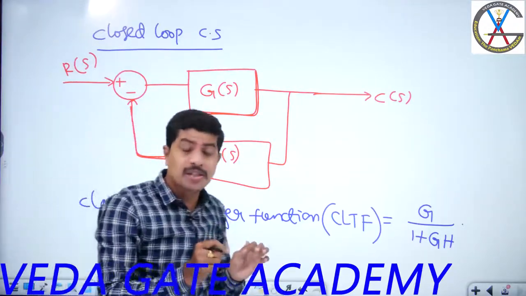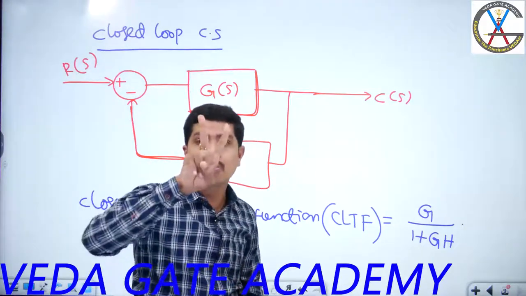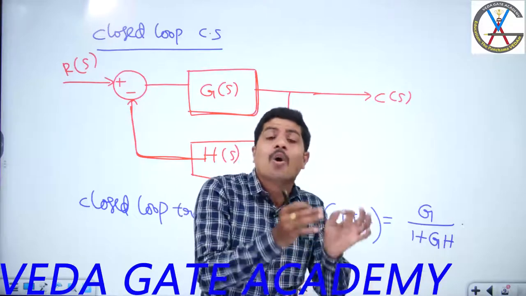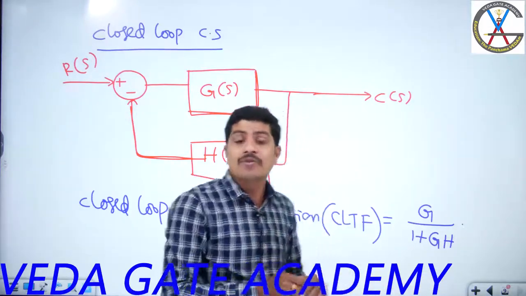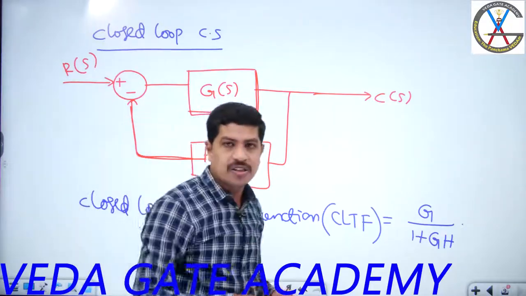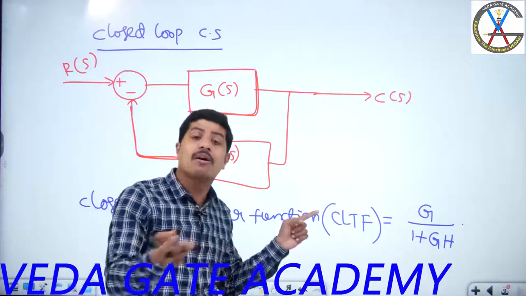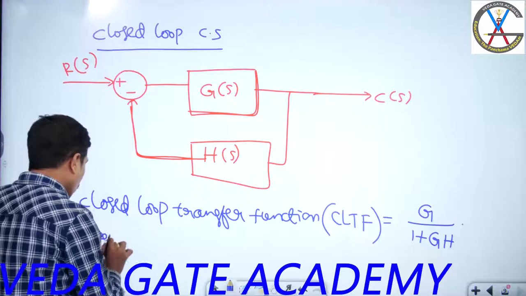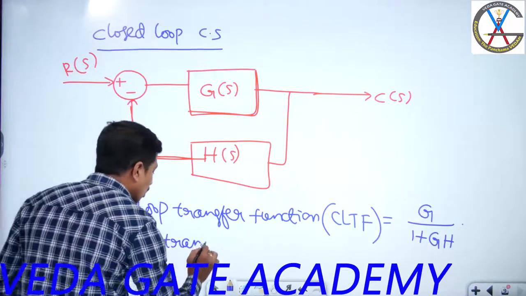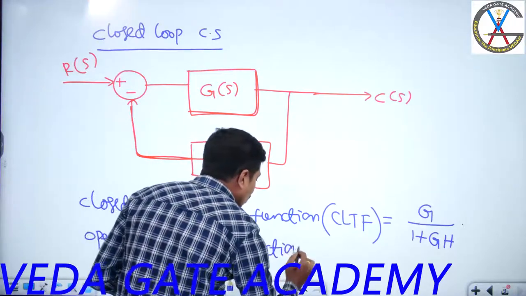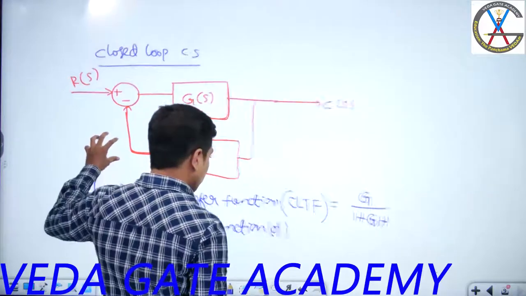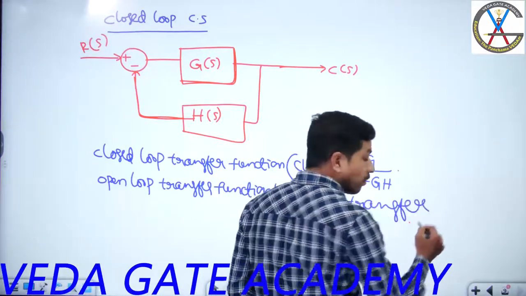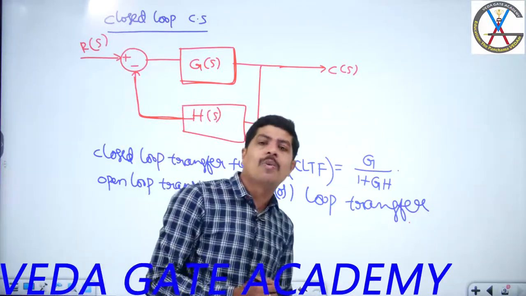The first point we have to understand here is that a closed loop control system is going to have two transfer functions. If you go to an open loop control system, it has only one transfer function, called the open loop control system transfer function. But a closed loop control system has two transfer functions. One is the closed loop transfer function, also called the closed loop control system transfer function. It also has the open loop transfer function, or simply the loop transfer function. Sometimes the examiner will not mention the word open. Open loop or loop, both are the same.